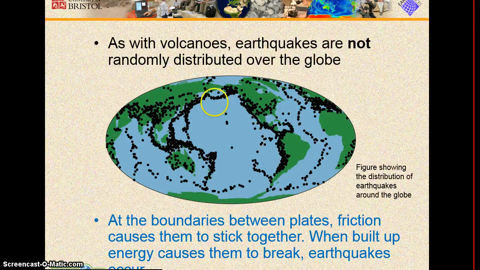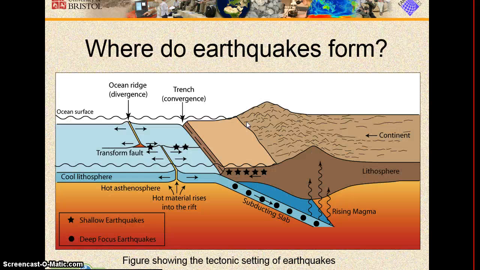And again, earthquakes occur on these boundaries. Some of the main ones here are along the Pacific plate boundary here. Go ahead and write this. All right, so where do they form? Again, they form along boundaries or where there are cracks in the ground that allow it to move.